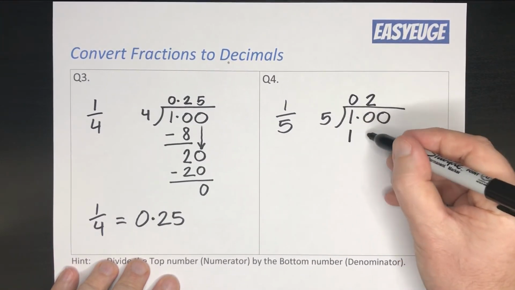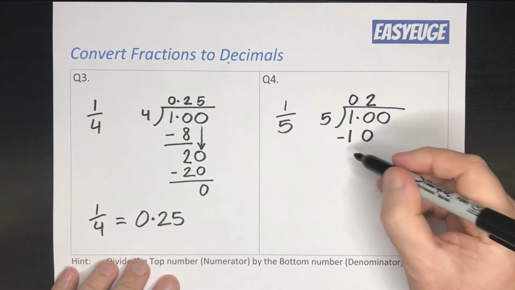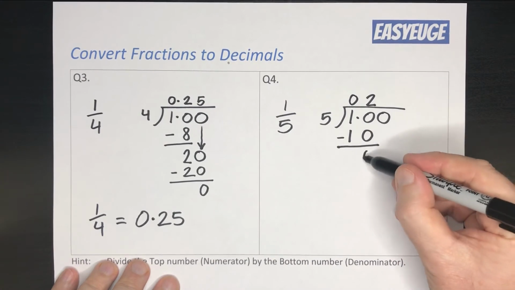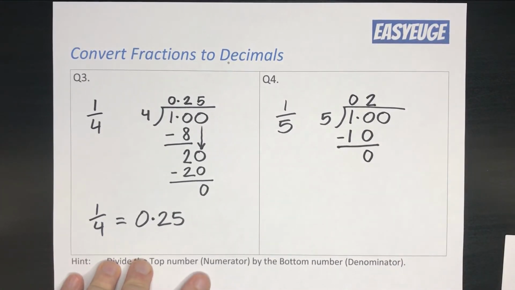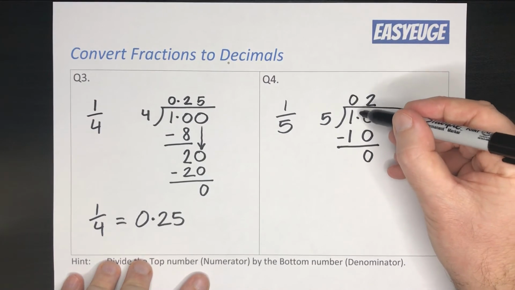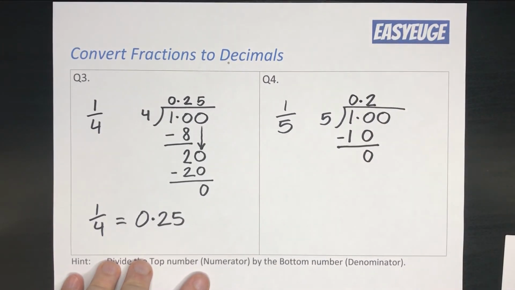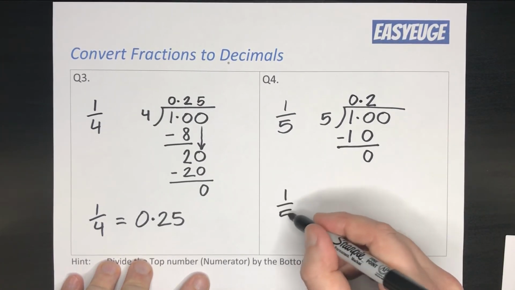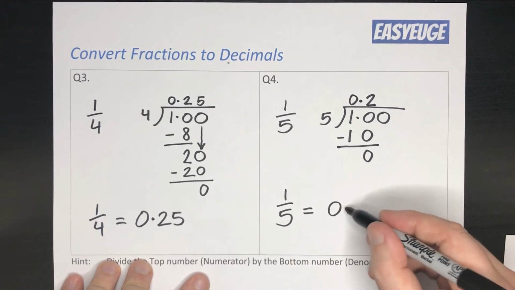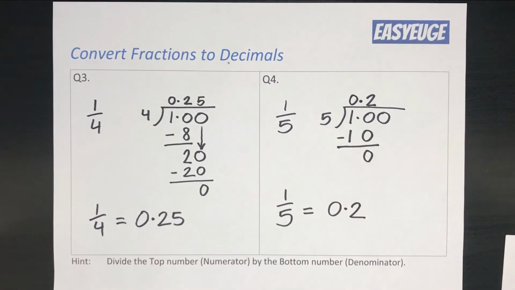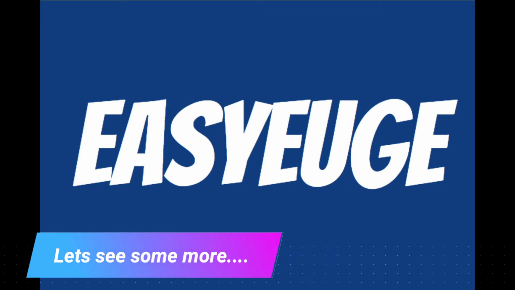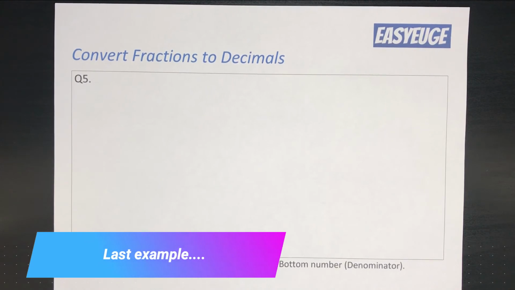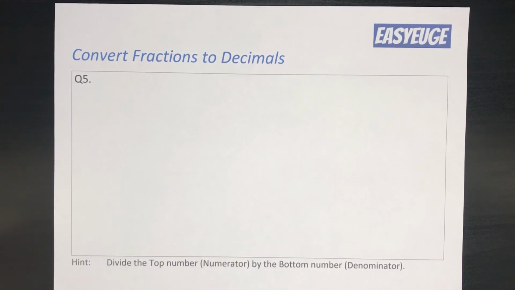2 5s are 10. We'll do the subtract to work out the remainder. Draw our answer line. 10 take away 10 is 0. That tells us that we're finished. Don't forget about the decimal point. We just bring it up and put it there. We didn't actually need the 0. So the answer for 1/5 equals 0.2 as a decimal. Okay, so far we have worked out a half, a third, a quarter, and 1/5 as decimals.